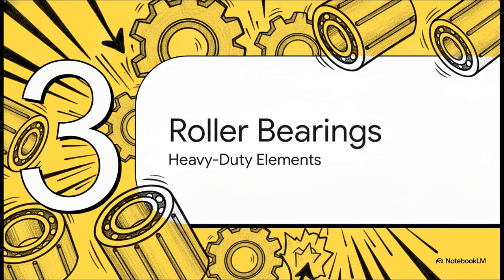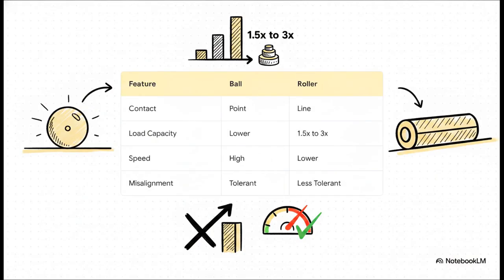All right, Section 3. The roller bearing family. Here's where things get heavy-duty. By swapping a spherical ball out for a cylindrical roller, we fundamentally changed from point contact to line contact.